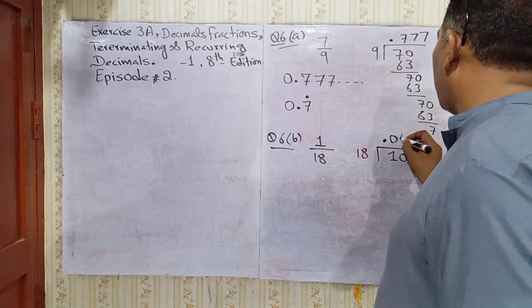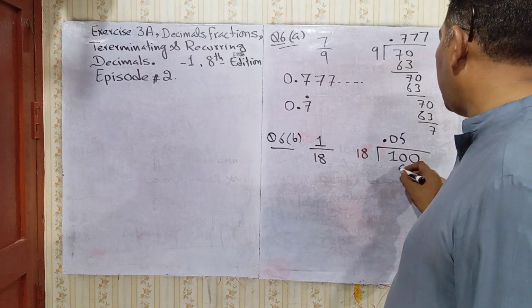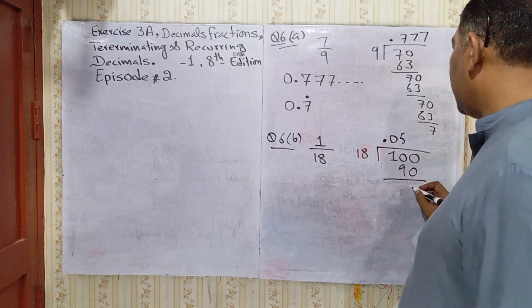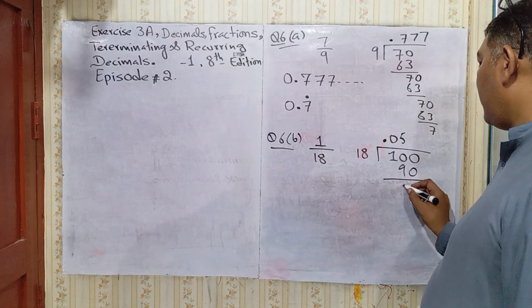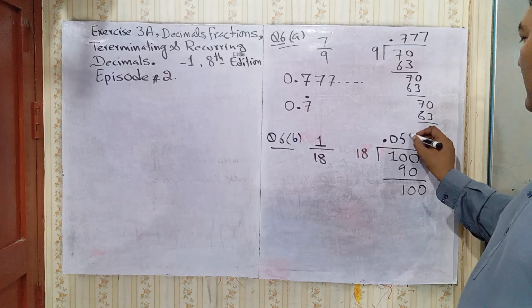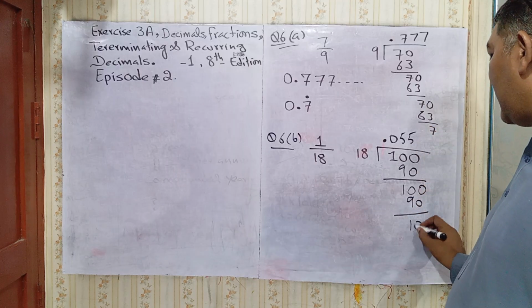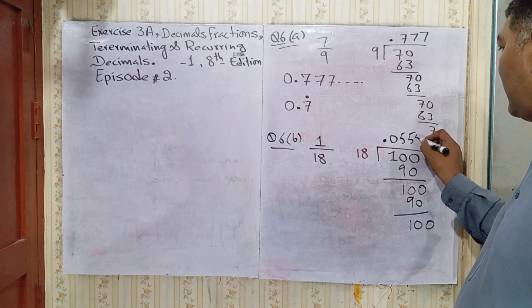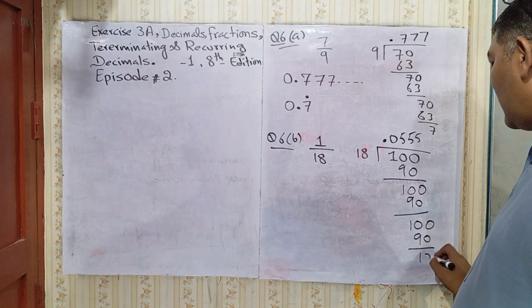5 8s are 40, 5 1s are 5, and that gives 90. So how much is left? You are left with 10. Because of the decimal, I can put a 0 here. Again with the 5, you get 90. You are left with 10, put a 0. Again with the 5, you get 90. And this process will continue.